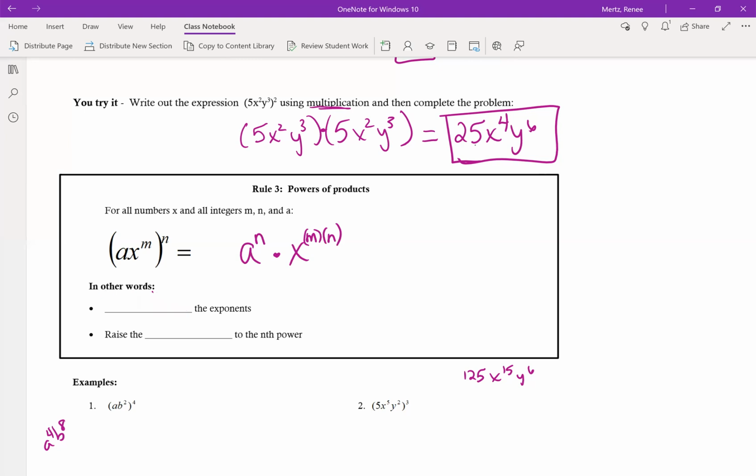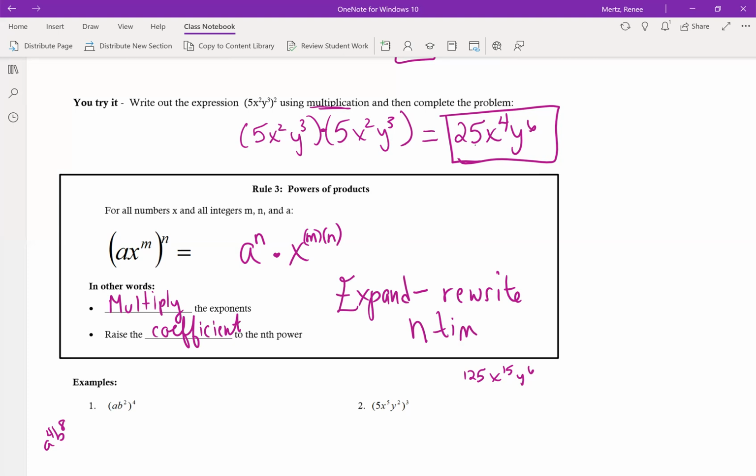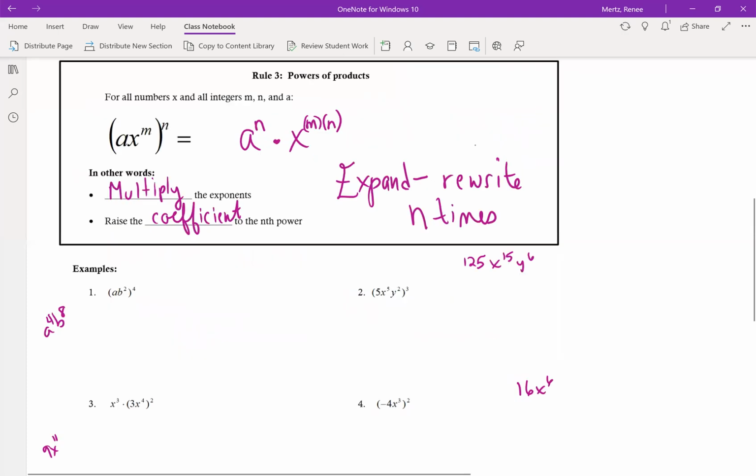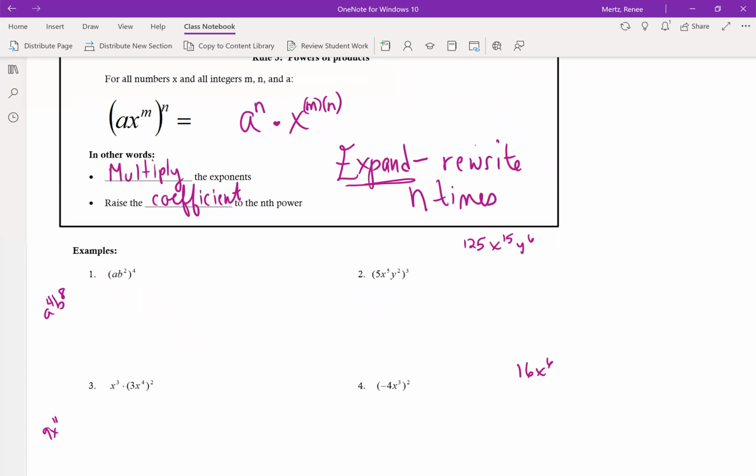Let's fix that. So we'll multiply the exponents on the x term and raise the coefficient to the nth power. Again, the other option is to expand, rewrite n times. So that's usually going to have people have more success when they expand. So if I was doing number 1, I would write it 4 times. So we get a to the 4th, b to the 8th.